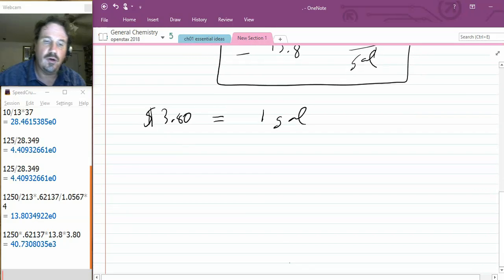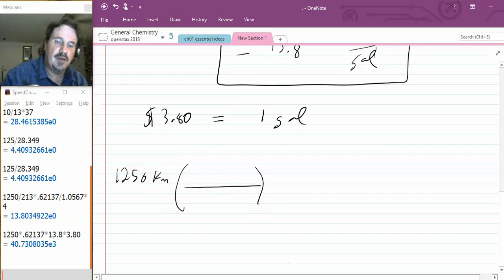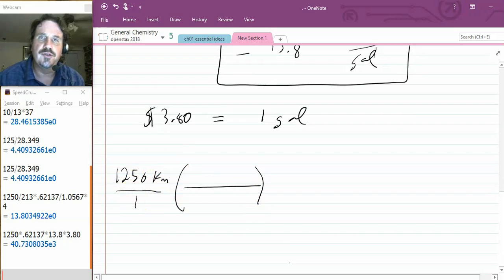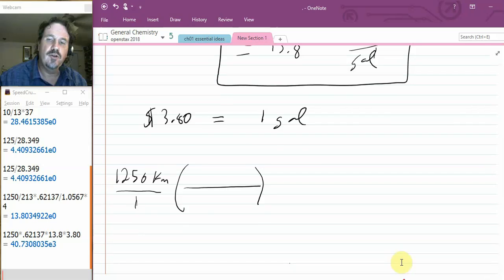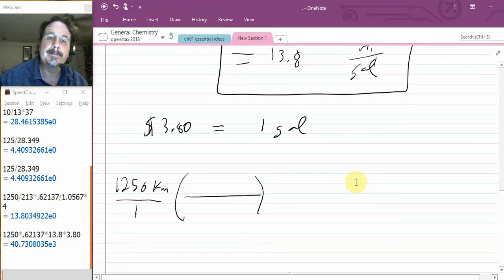And so it wants a total cost of the trip. Well, let's see. We want 1,250 kilometers. How am I going to do that? I want to convert kilometers, put that over 1 because it's a fraction, kilometers to dollars. Well, I can get to dollars if I know gallons, right? From here to here, I need to know gallons. Can I go from kilometers to gallons? No, but I can go to miles. Miles to gallon, I just figured that out. It was 13.8. And I can go to miles here from kilometers, so I think it's a 3-step conversion.